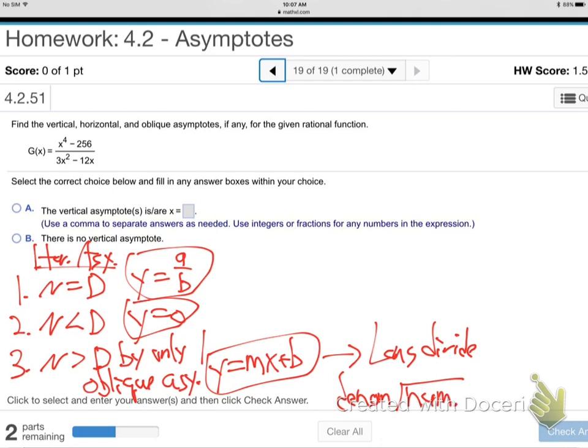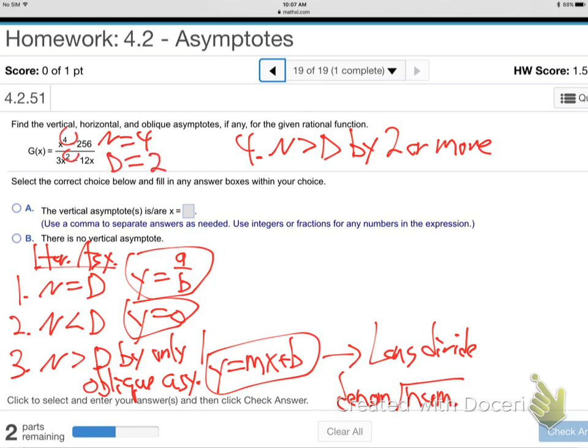Now, case 4 is if the numerator is greater than the denominator by 2 or more. That's what we have here. See how the numerator is 4 and the denominator is only 2? If the numerator is a lot bigger than the denominator, when they do the tug-of-war, the numerator is trying to pull the graph up and the denominator is trying to flatten it down, who's going to win? The numerator by a long shot. If he just wins by 1, then he's going to pull it up as a line. That's the oblique asymptote.